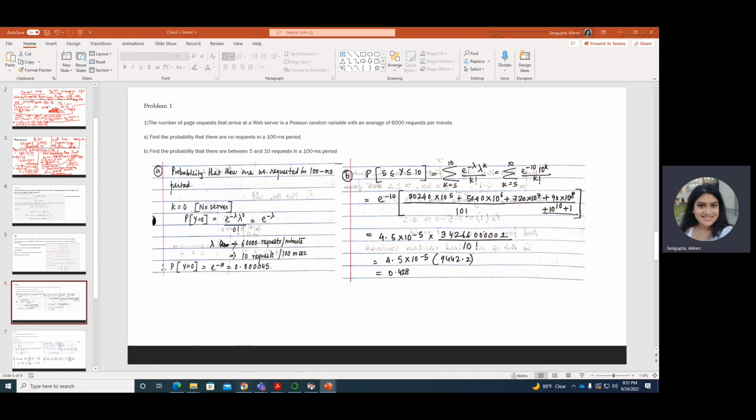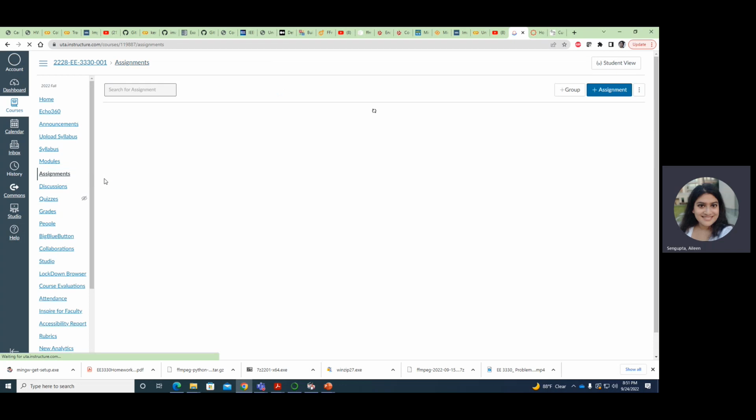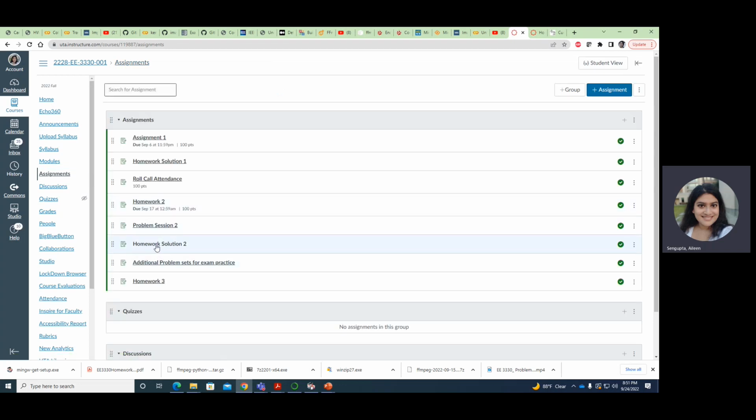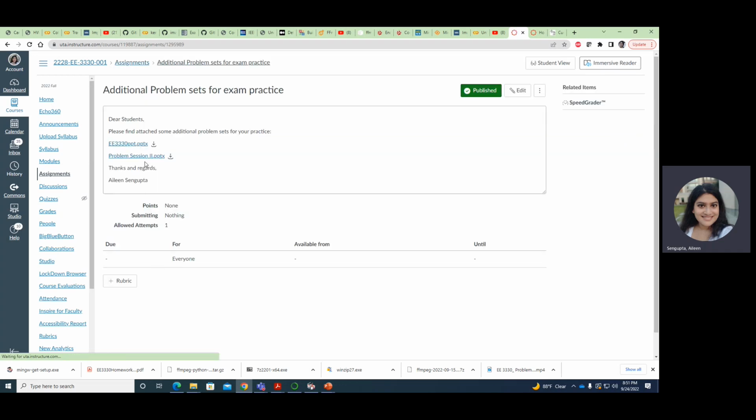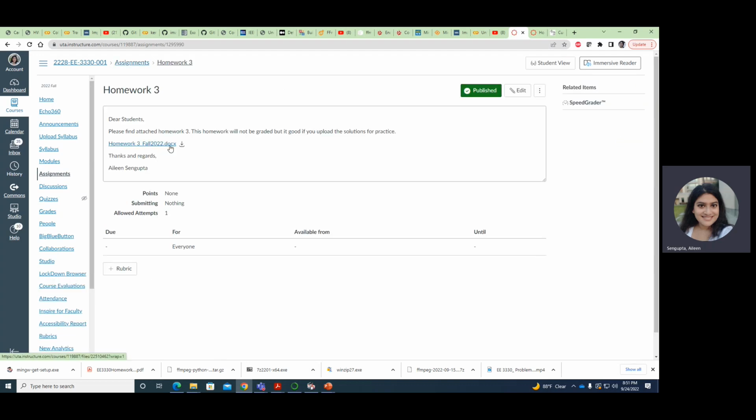So let me go back and show you Canvas. In Canvas, you will have certain assignments uploaded by me. First is the homework solution 2. Second is the additional problem sets for the exam. If you click this, you'll find all the PPTs that we discussed in class previously. The class material is uploaded here, as well as in the assignments for homework 3. You have the homework 3 assignment here.